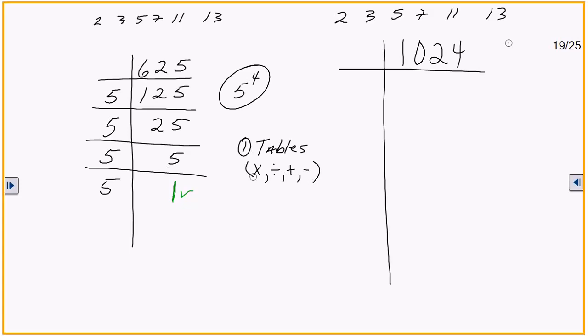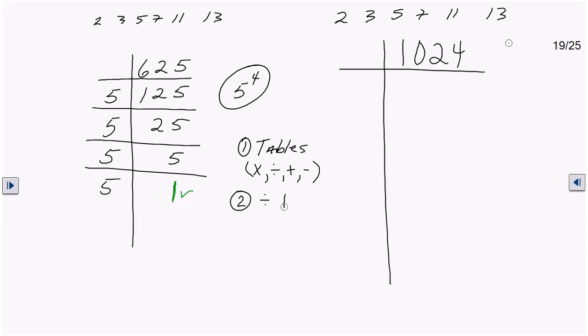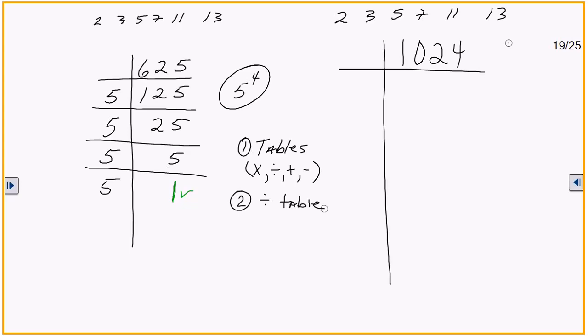You've got to know your numbers. 2, you've got to know the divisibility table. That table I just showed you a while ago. If it's even, you divide by 2. If it ends in a 5 or a 0, you divide by 5. If you add the numbers up and it's equal to 9, you can divide by 3. Those are very important in this section.